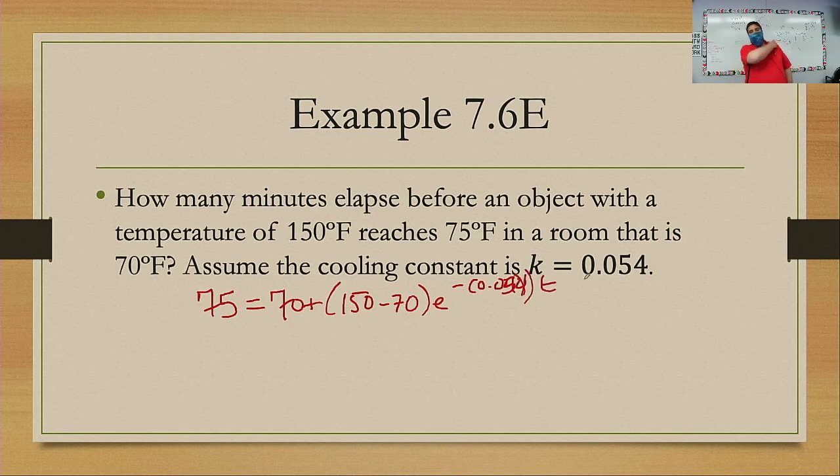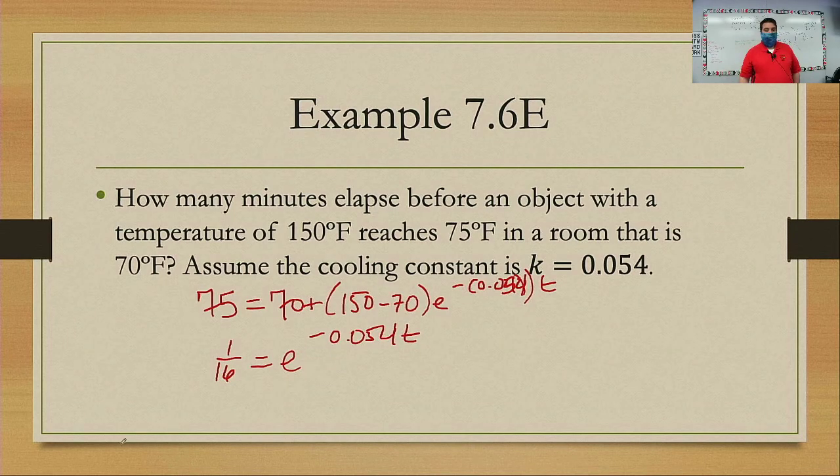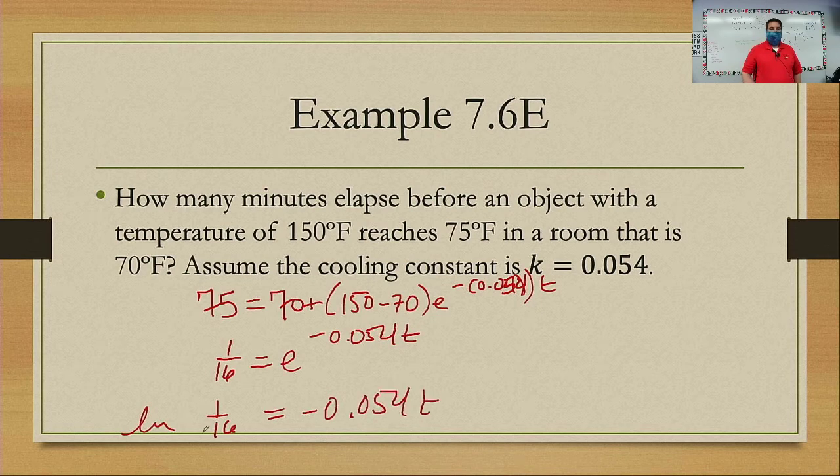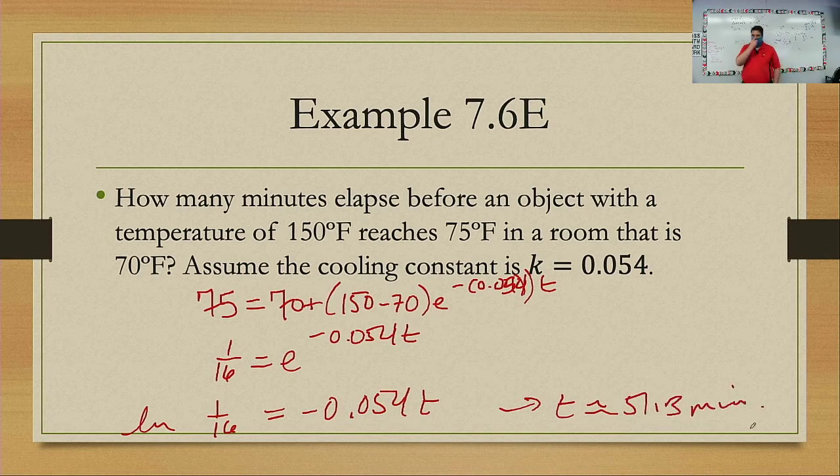Times an unknown time. Well, this is naturally going to involve logarithms because I have the natural number e. So let's get it isolated first. When we do all the algebra to isolate it, we get 1/16 is equal to e to the negative 0.054t. I'm not going to go through all the other steps because we're running short on time. Take the natural log of both sides, so we get the natural log of 1/16 is equal to negative 0.054t. So we find the natural log of 1/16, divide by negative 0.054, and we find that t is about 51.3 minutes. That's how long it would take to reach that temp. Make sense?